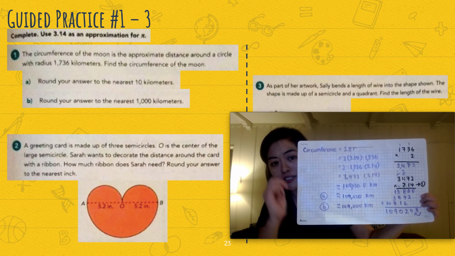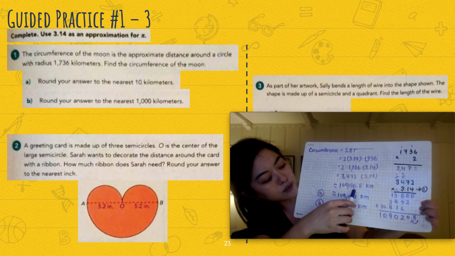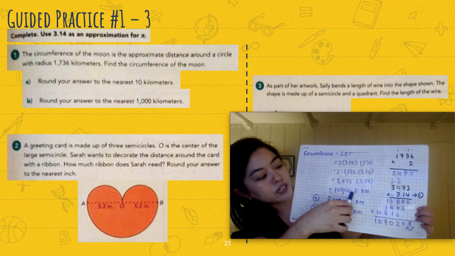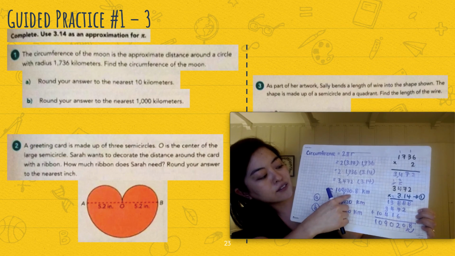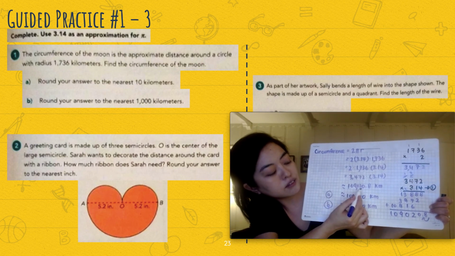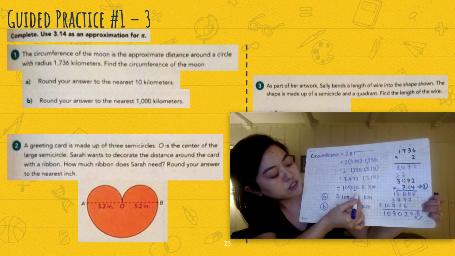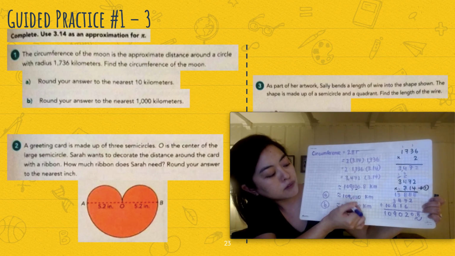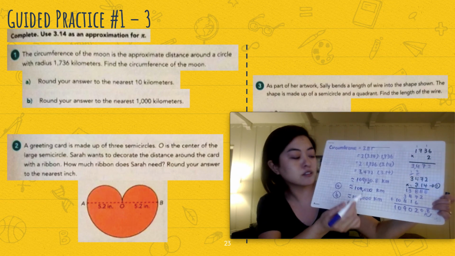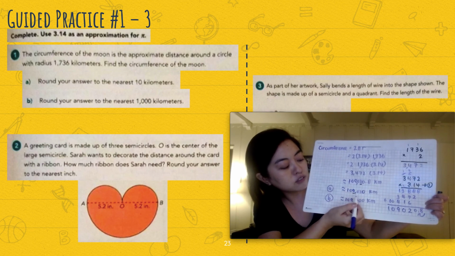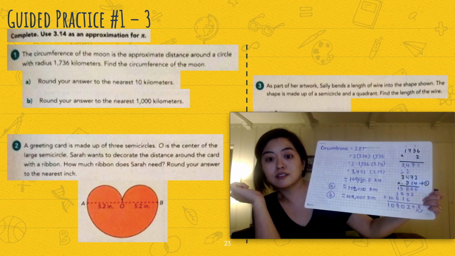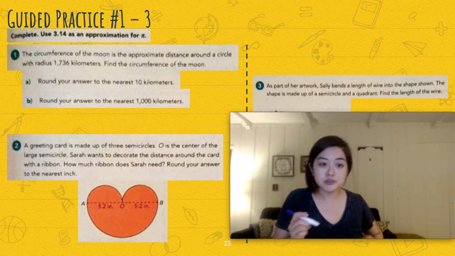And for A, it says round your answer to the nearest 10 kilometers. And I notice here when I get my answer, I got 109,020.8. But to the nearest 10, I have to look at the 10s spot here. And so that'll just be 20. So 109,020 kilometers. And then part B says round your answer to the nearest 1,000. So then here, that's my thousands place. So it'll be 109,000 kilometers.